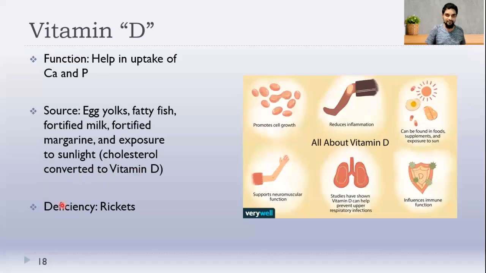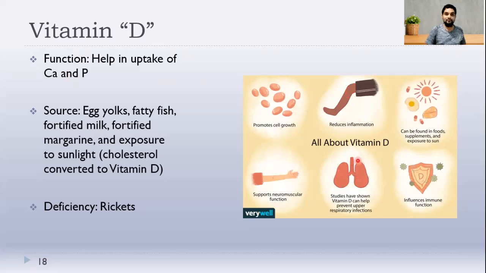A deficiency of vitamin D leads to the condition called rickets. Rickets is where persons will have brittle bones, and we can understand this because the structure of our bones relies on calcium and phosphorus. And if we do not have enough vitamin D, then we cannot take in enough calcium and phosphorus, which will lead to our bones and our teeth not developing properly.